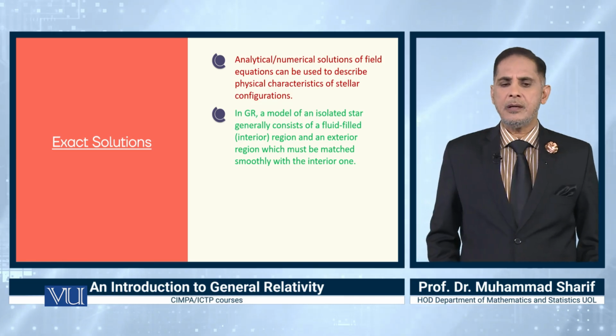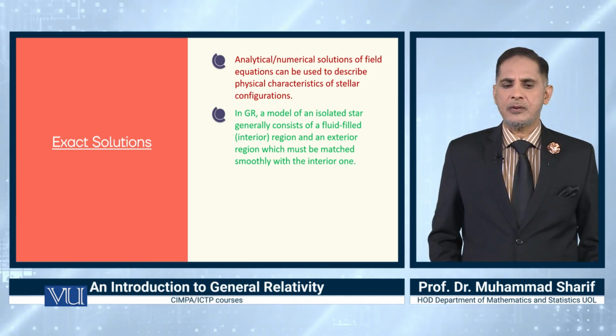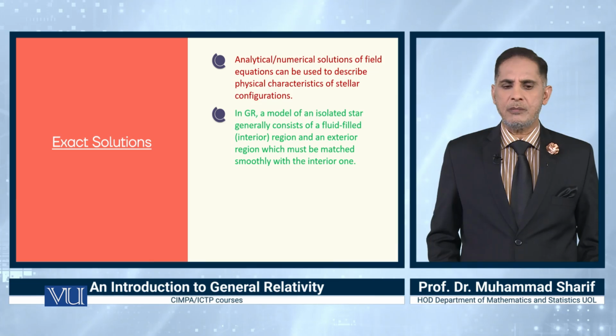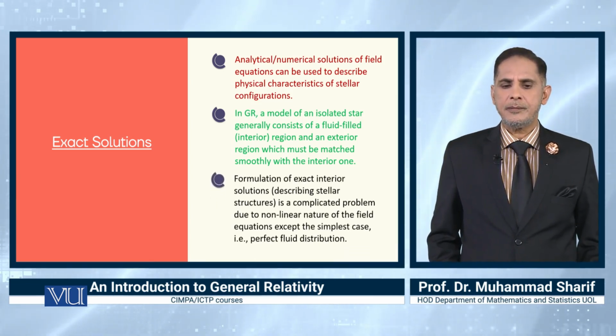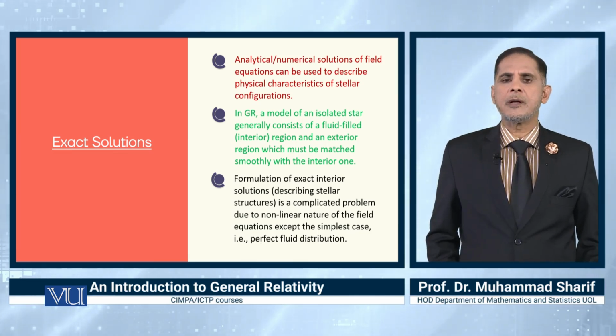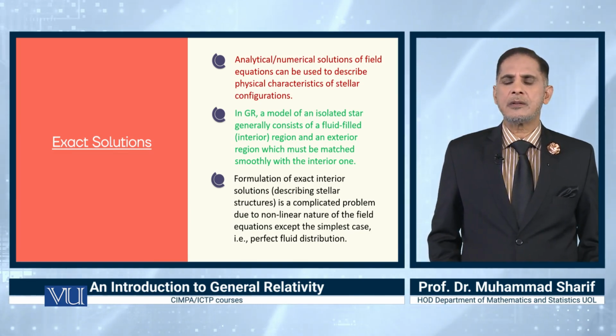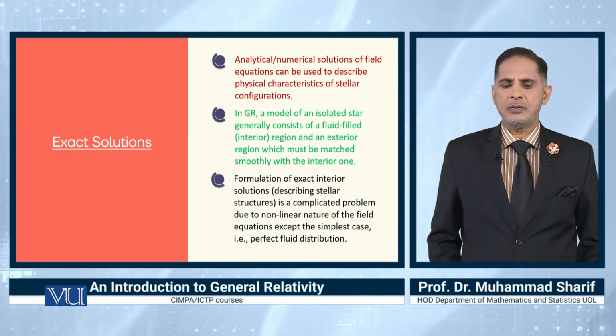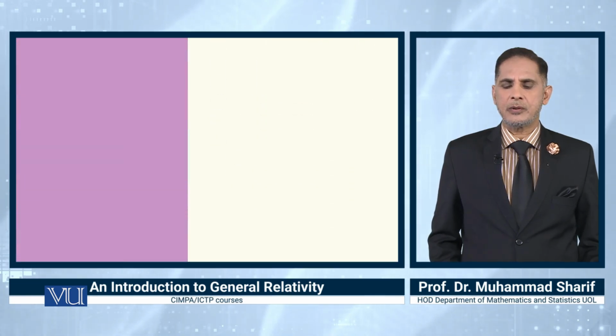In general relativity, a model of an isolated star generally consists of a fluid filled region and an exterior region, which must be matched smoothly with the interior one. This is done by using the junction conditions. Formulation of exact interior solutions is a complicated problem due to the nonlinear nature of the field equations, except in the simplest cases, which is the perfect fluid distribution.